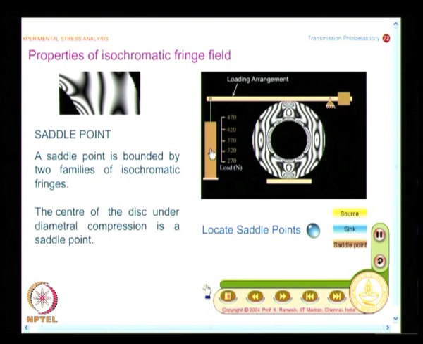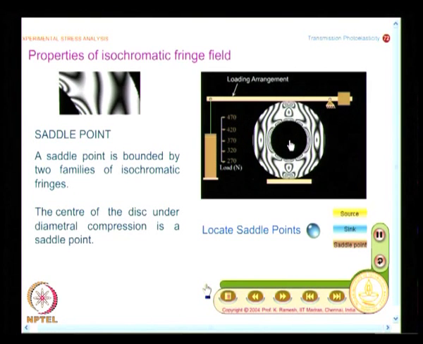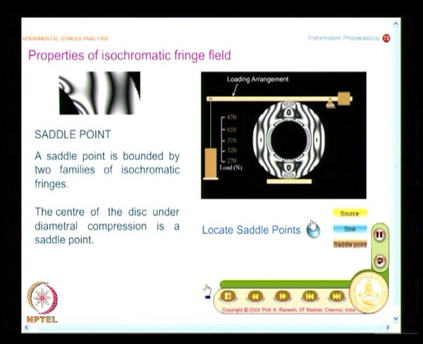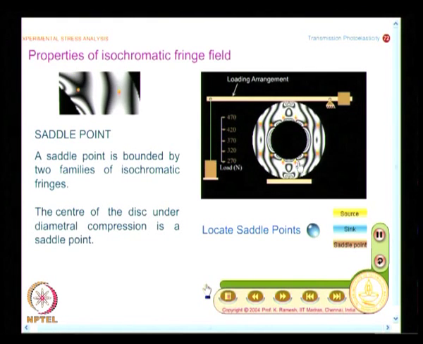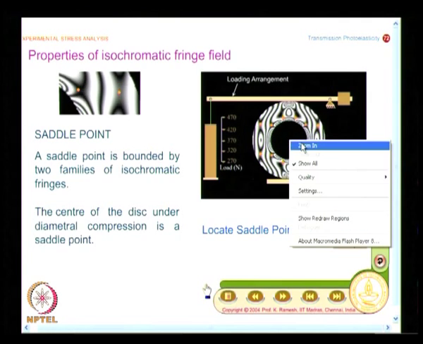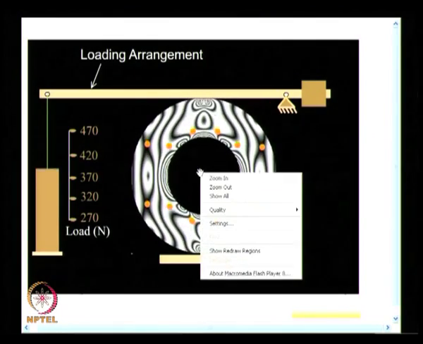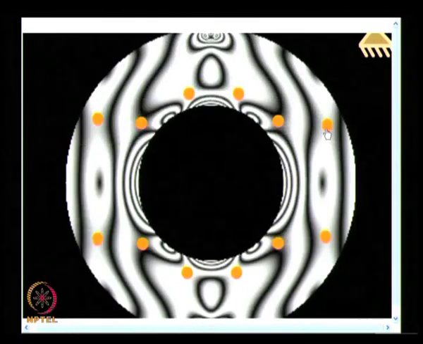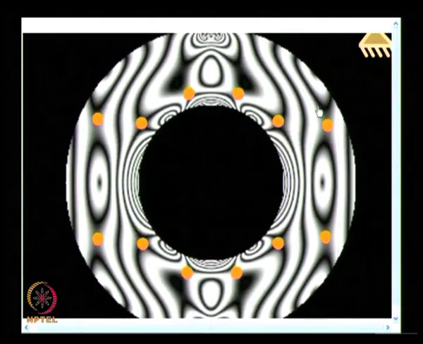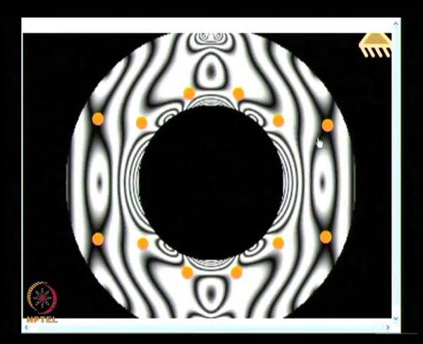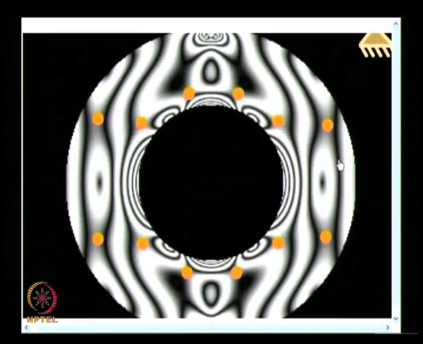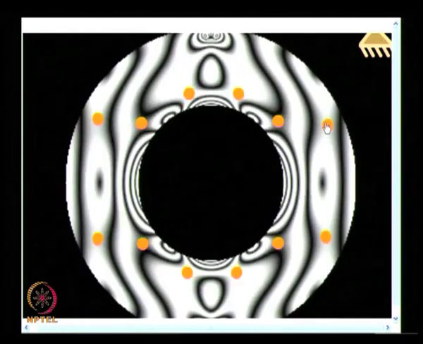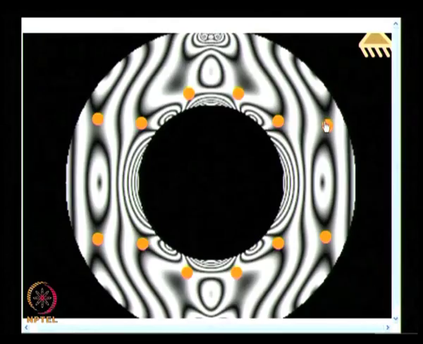And what you have here is we will also look at some of these aspects. What I will do is I locate the saddle point and then magnify this picture and then look at the feature. So, what I have here is the fringes merge like this. So, you have this kind of a feature. So, wherever you have this feature, you have a saddle point located.